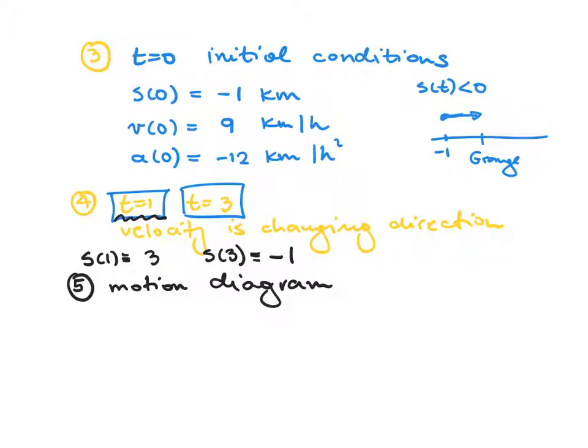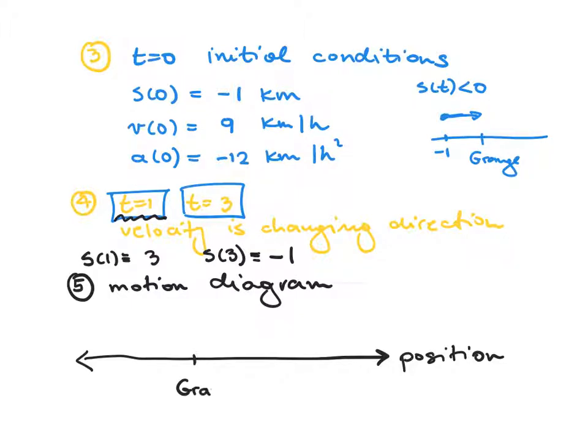Okay, motion diagram. So I'm going to have a line here, like that, and this line does represent position. Okay, position. And what do we have here? We have origin. What did we say origin is going to be? We said Grange. Grange is going to be origin. Lovely place. And I'm going to put this origin. It's not 0, it's origin.